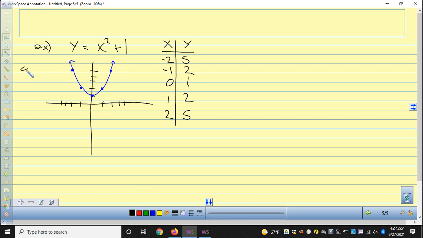So this would be a continuous relation because it has a nice smooth graph. Is this going to be a function? Yes, because I could put a vertical line anywhere and it's just going to touch the graph once. So we'd say this one passes the vertical line test. So we'd say, yes, it's a function.